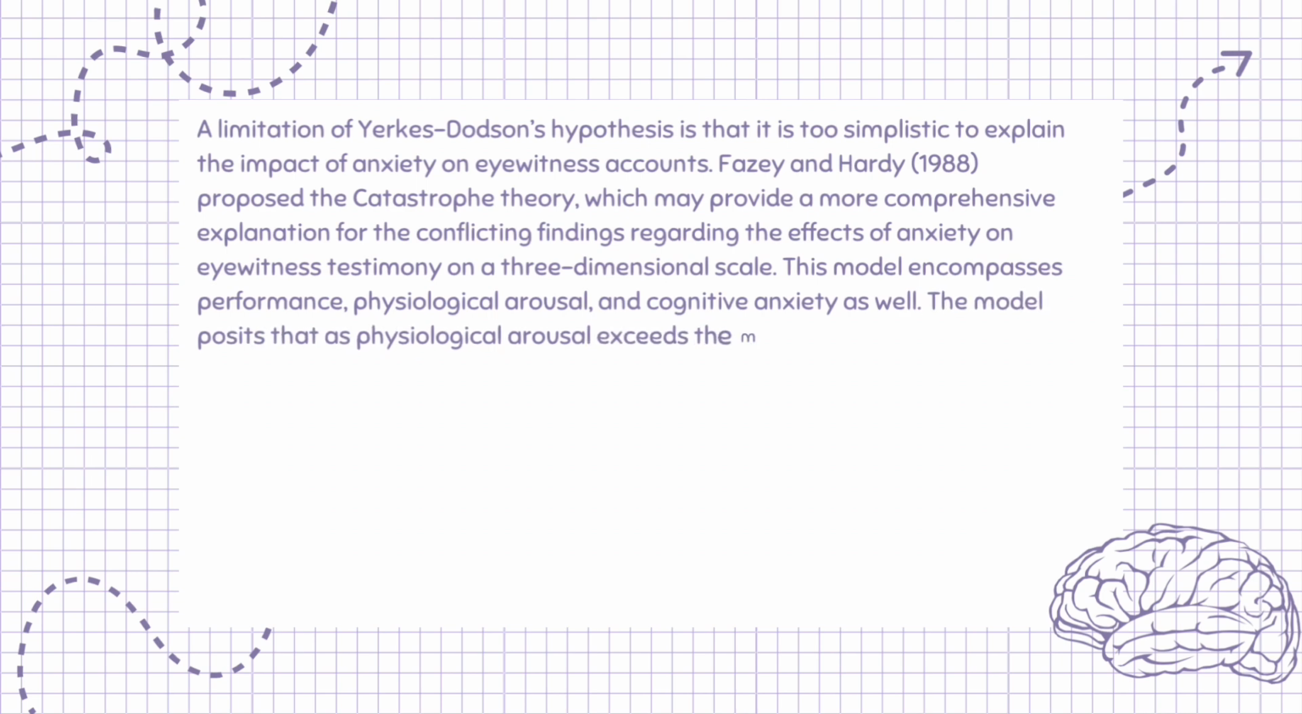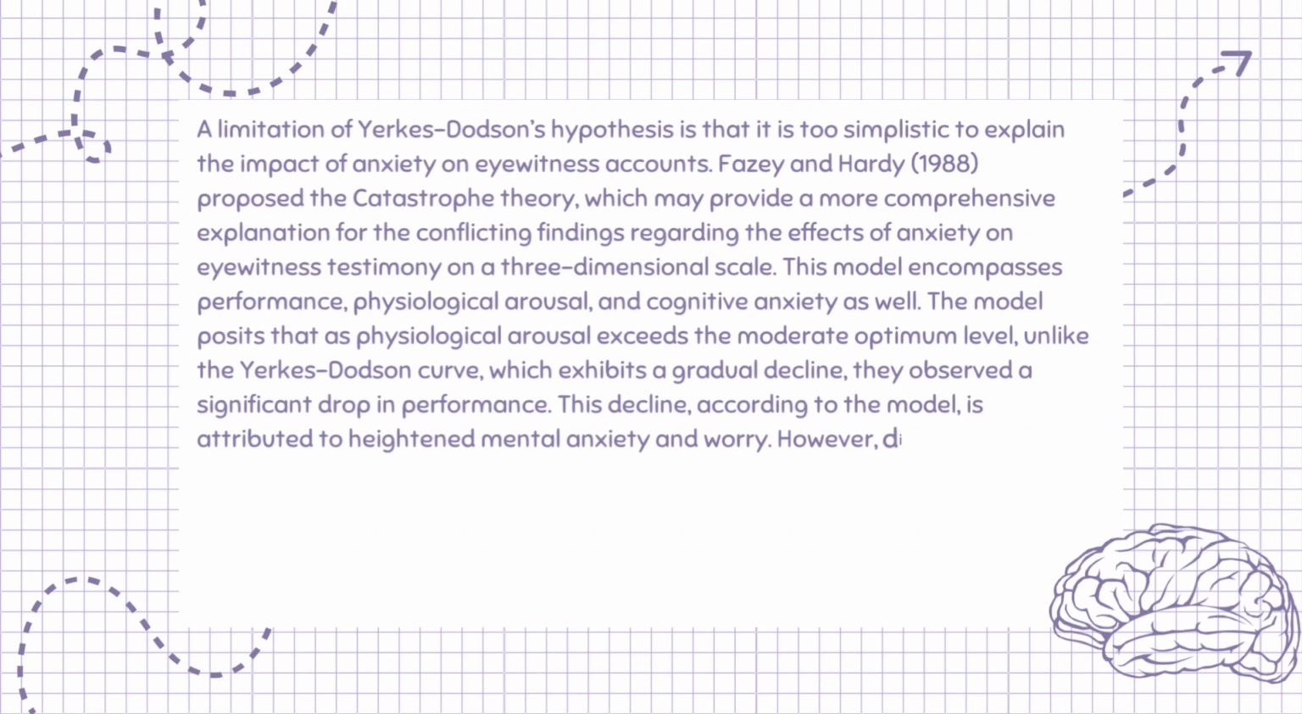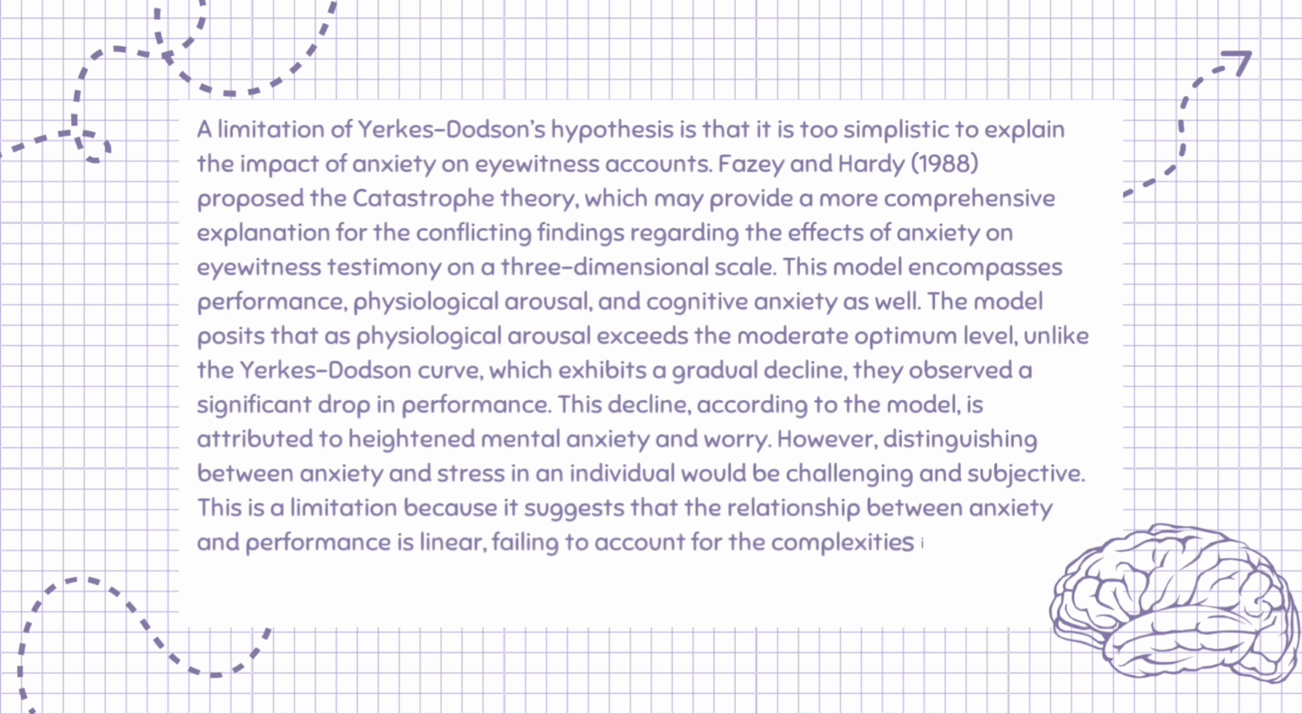The model posits that as physiological arousal exceeds the moderate optimum level, unlike the Yerkes-Dodson curve, which exhibits a gradual decline, they observed a significant drop in performance. This decline, according to the model, is attributed to heightened mental anxiety and worry. However, distinguishing between anxiety and stress in an individual would be challenging and subjective. This is a limitation because it suggests that the relationship between anxiety and performance is linear, failing to account for the complexities involved in how different types of anxiety can impact eyewitness testimony.